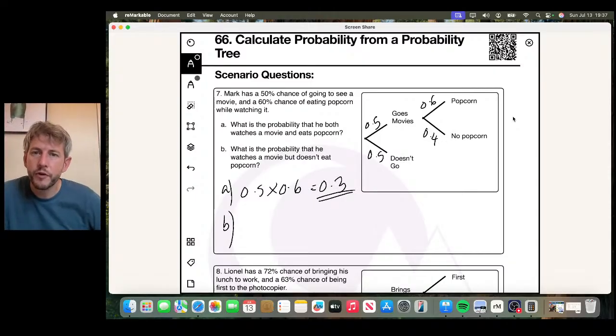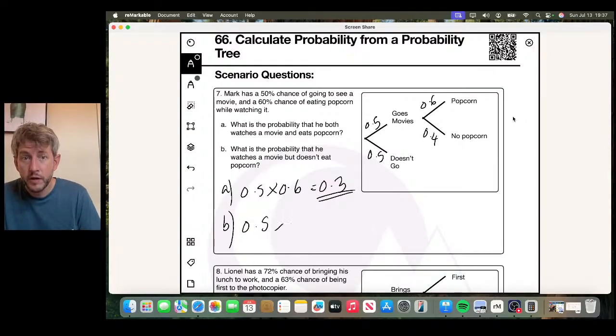And then B, we've got what is the probability that he watches a movie but doesn't eat popcorn? So that's going to be 0.5 times 0.4 is 0.2.